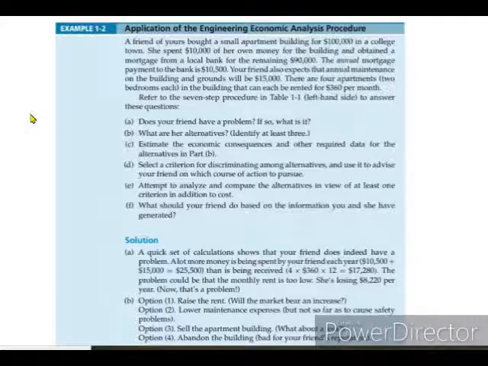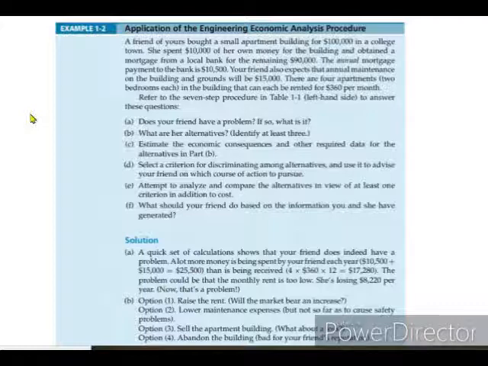Example 1-2, application of the engineering economic analysis procedure. A friend of yours bought a small apartment building for $100,000. This setup is in the USA, so it is dollars. In a college town, she spent $10,000 of her own money for the building and obtained a mortgage from a local bank for the remaining $90,000.